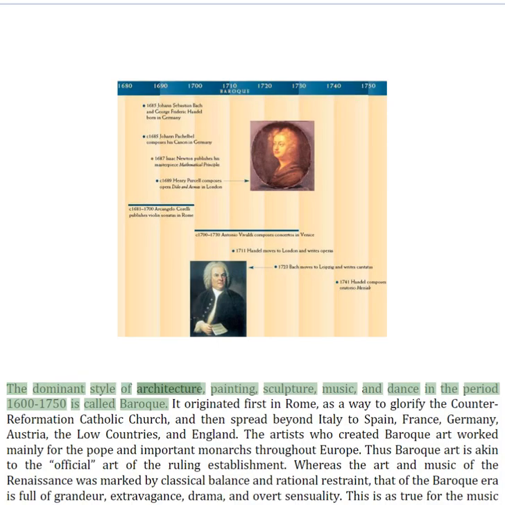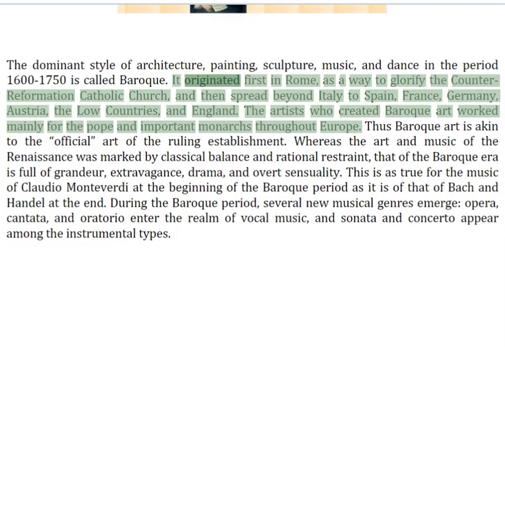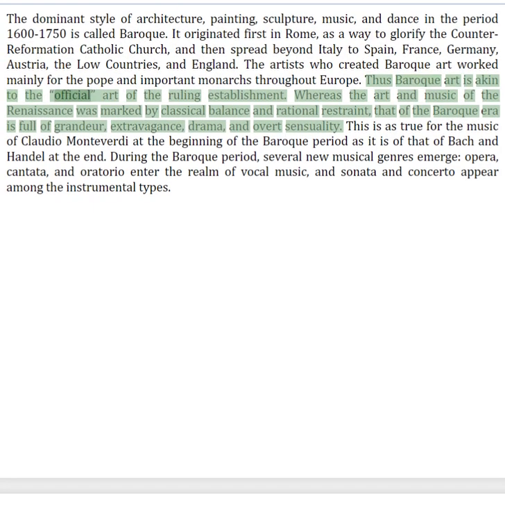The dominant style of architecture, painting, sculpture, music, and dance in the period 1600 to 1750 is called Baroque. It originated first in Rome, as a way to glorify the Counter-Reformation Catholic Church, and then spread beyond Italy to Spain, France, Germany, Austria, the Low Countries, and England. The artists who created Baroque art worked mainly for the Pope and important monarchs throughout Europe. Thus Baroque art is akin to the official art of the ruling establishment.